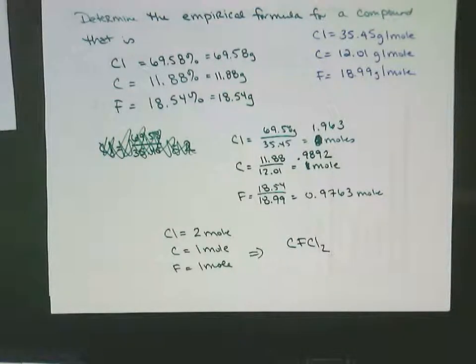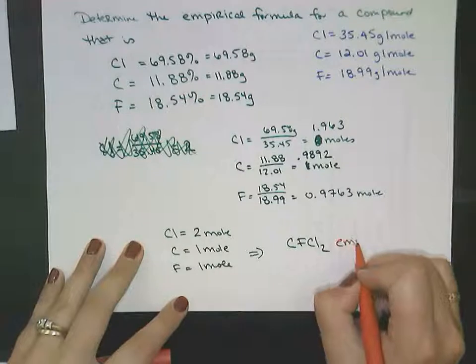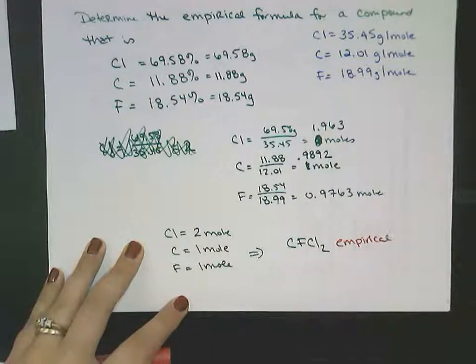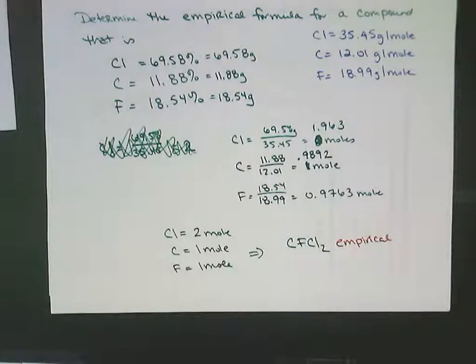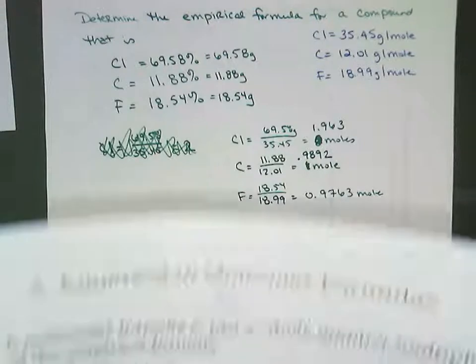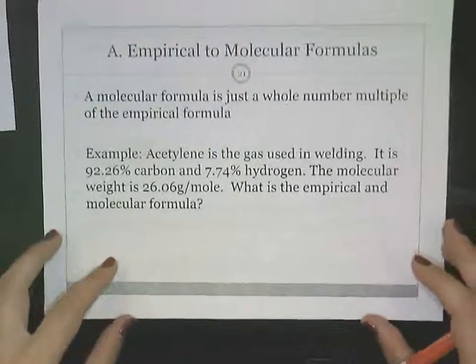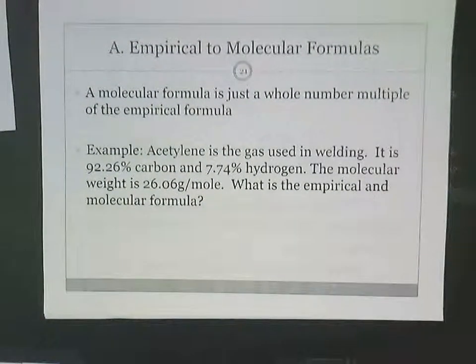All right, so this is the empirical formula. But we want to figure out what's the actual formula. Right, so that is good. I know for sure that it's a 1 to 1 to 2 ratio, but I want to go from empirical to molecular, the exact. So molecular formula is just a whole number multiple of the empirical formula.